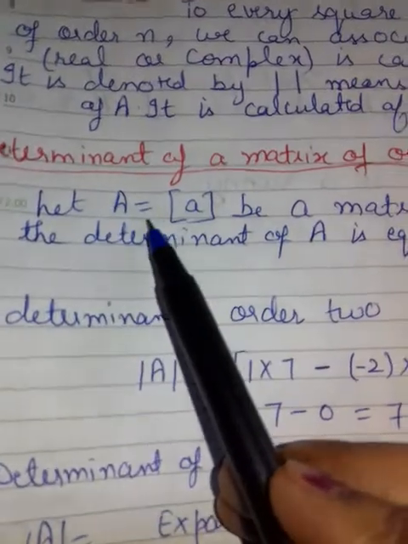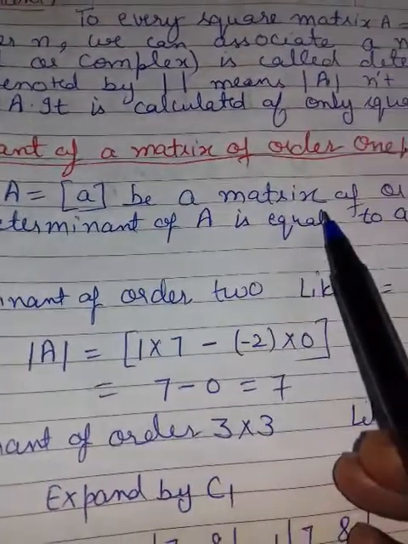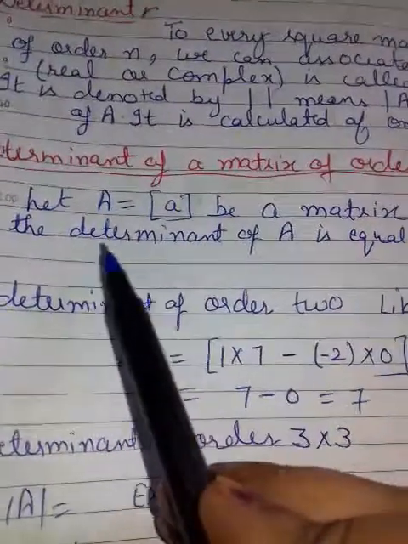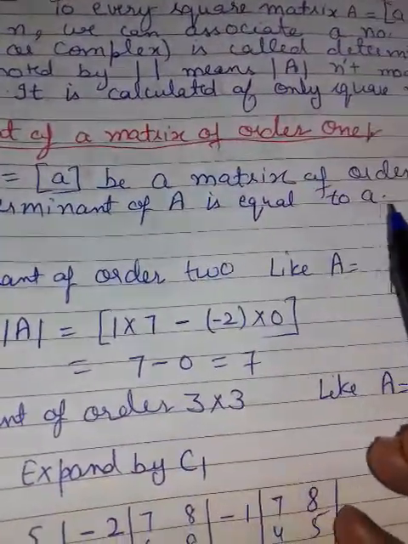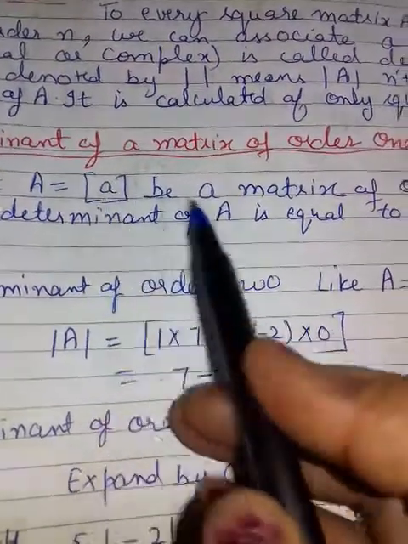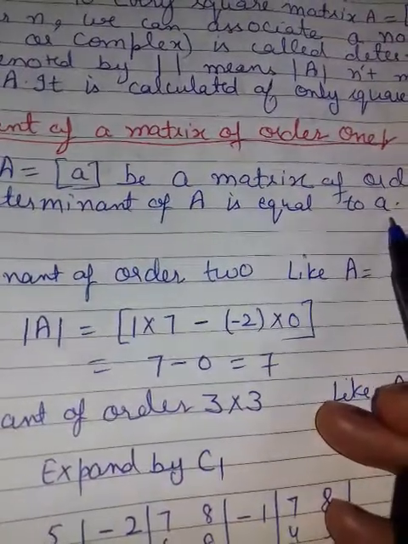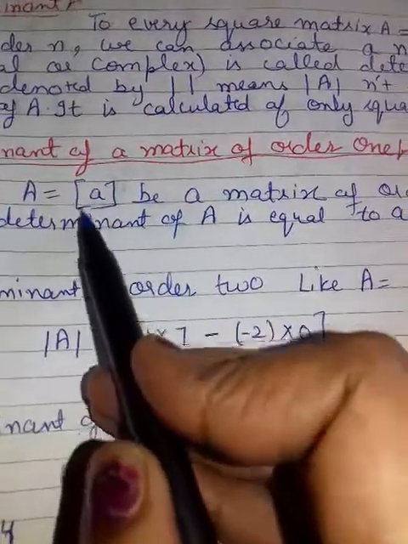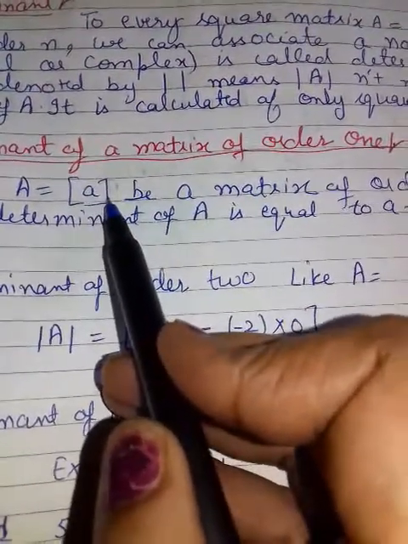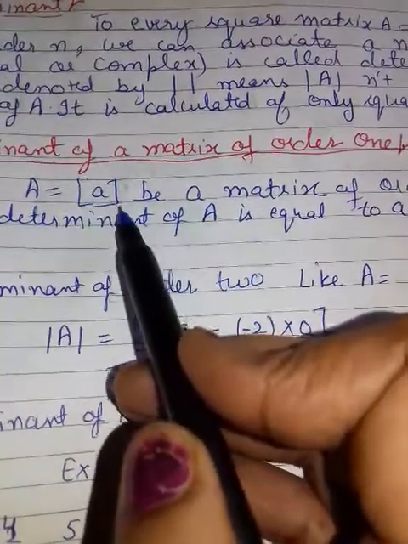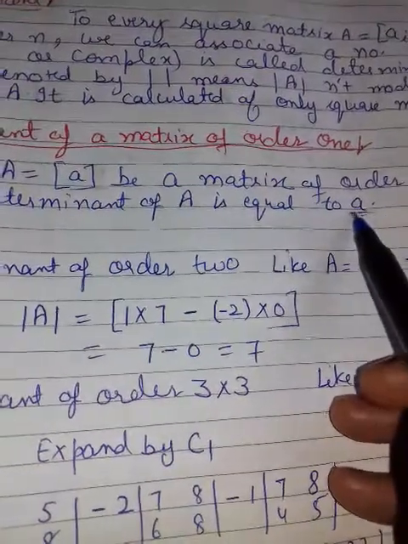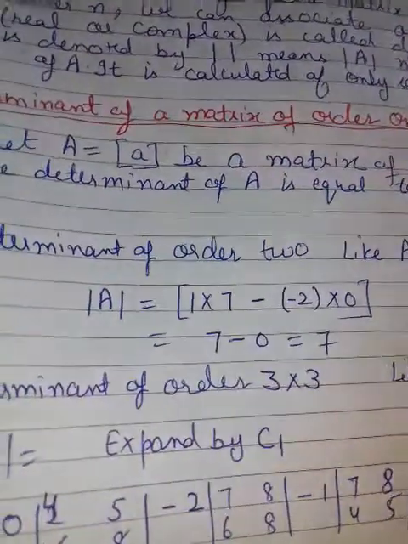Let A is a square matrix of order 1. Then the determinant of A is equal to A. Means whatever is written here, then that is the value of your determinant. 3, 4, whatever can be written. This is what? This is a single element. But it is 1 by 1. One row, one column is here. You will get the same element in determinant.